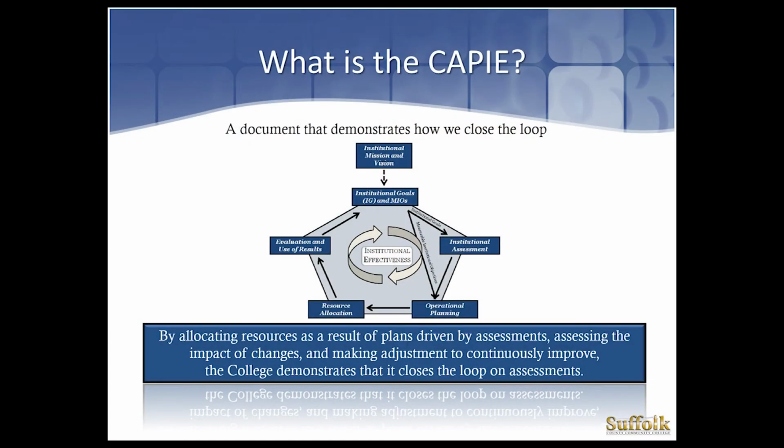At the end of the CAPIE, there is a graphic which shows how we go about closing the loop. That's where we take a look at our assessments, we make plans or interventions, and we try to determine whether or not those interventions or plans were successful. We look at whether or not resources need to be allocated to assist in these plans, and then we start the process all over again. By going through that and using assessment results to continually improve, we have not only closed the loop, but we have evidence of closing the loop, and that evidence is stored in our assessment management system known as TrackDat.